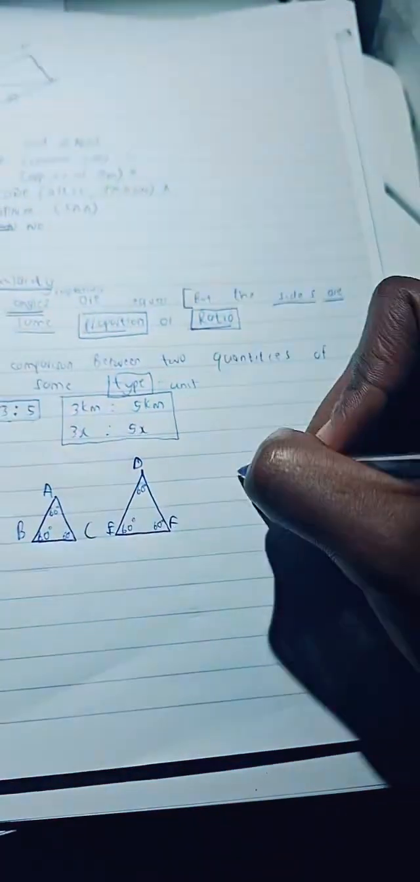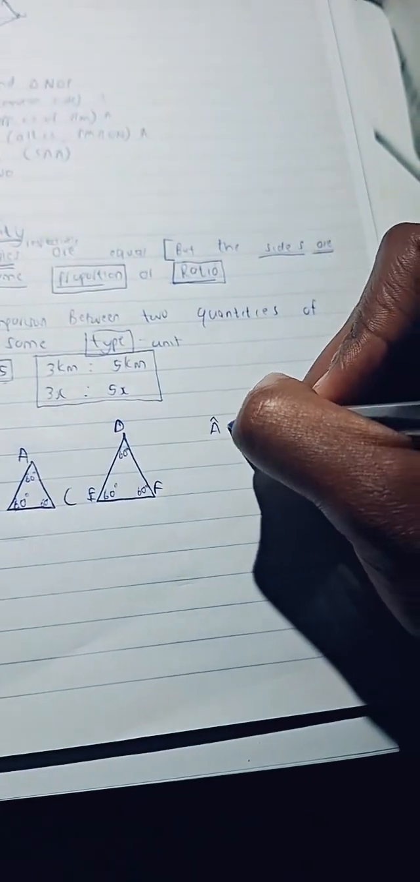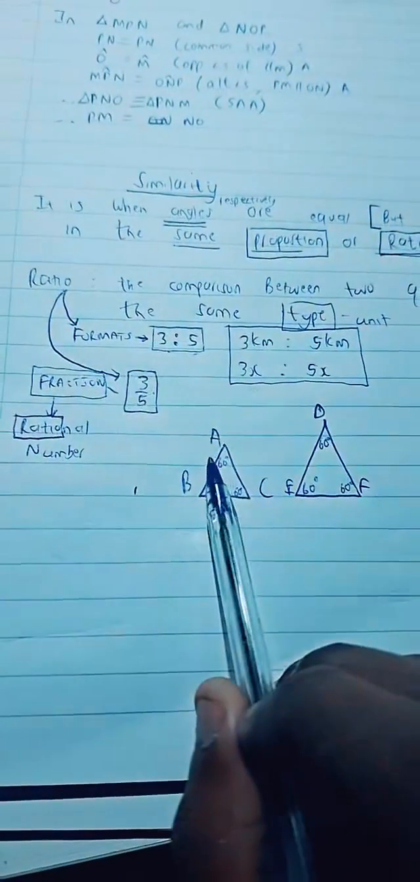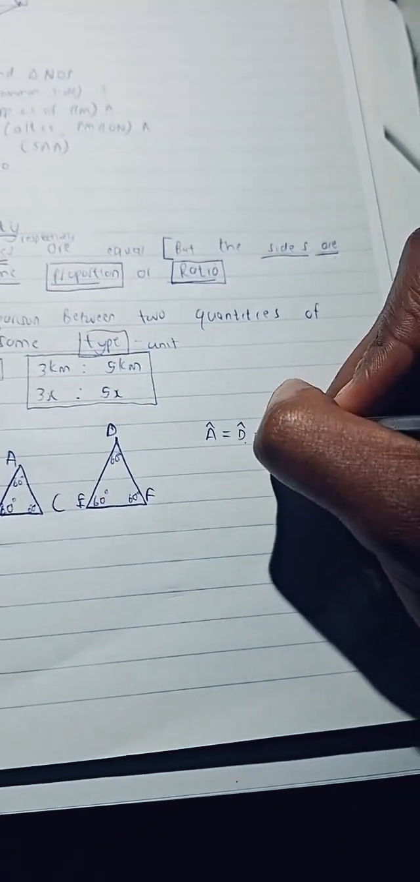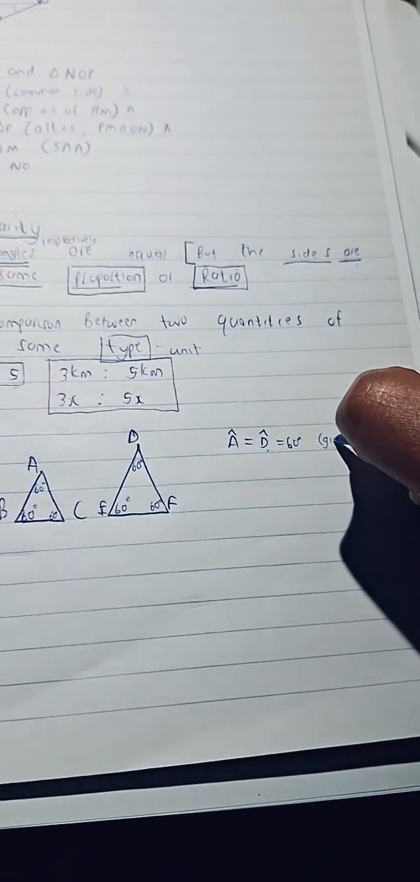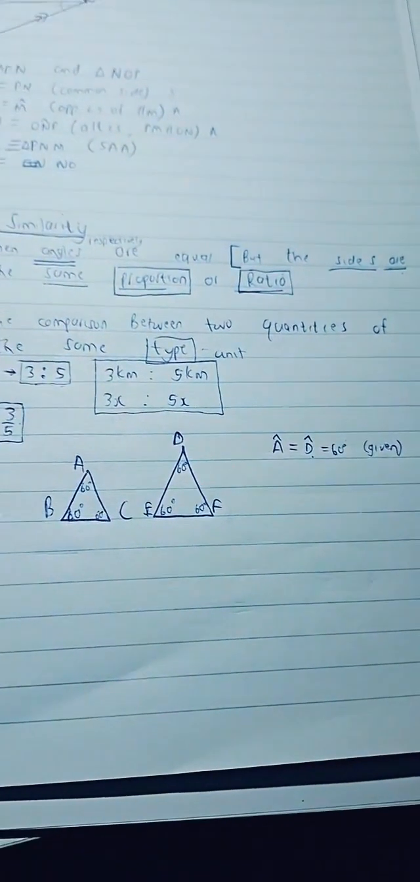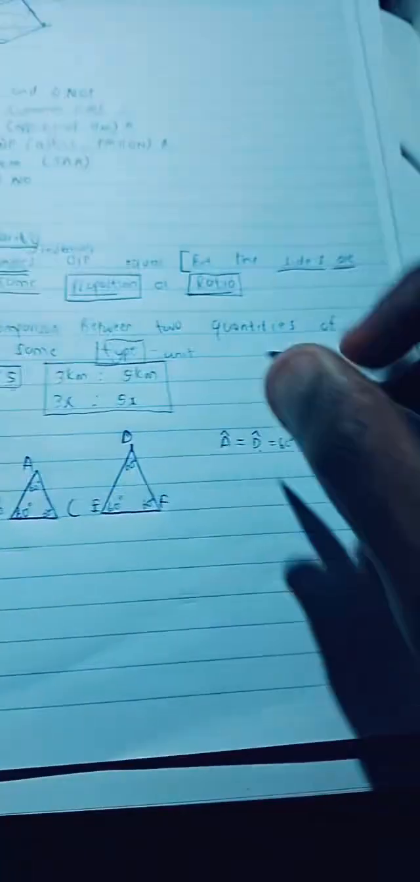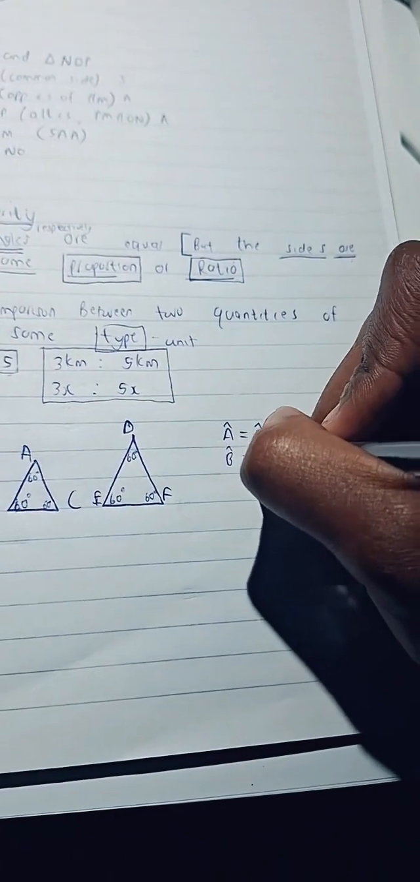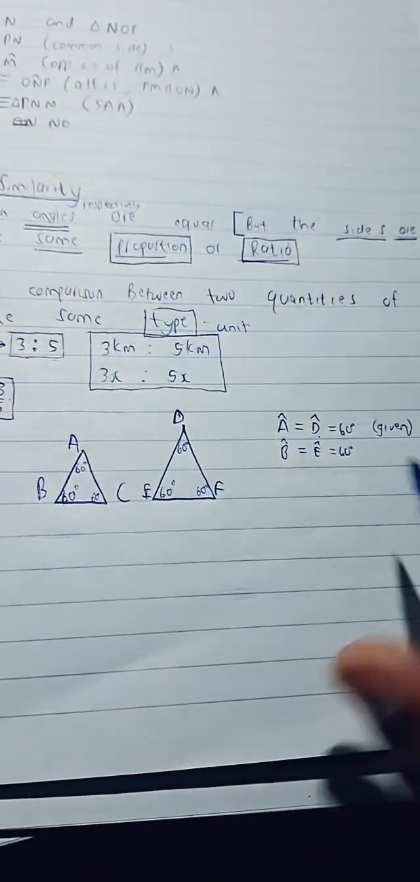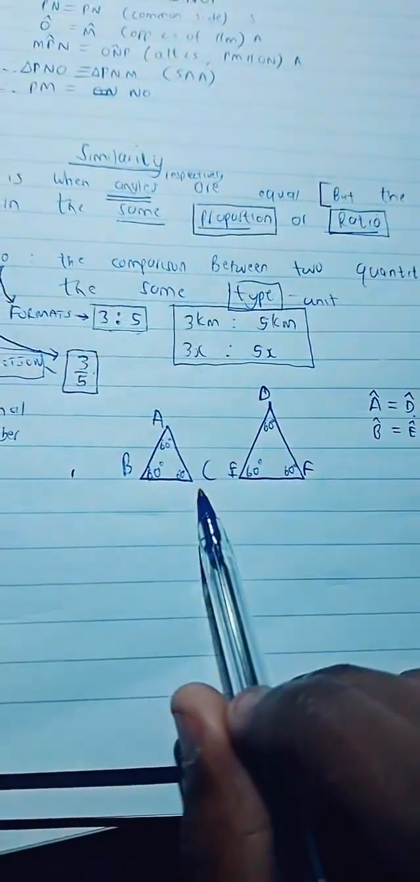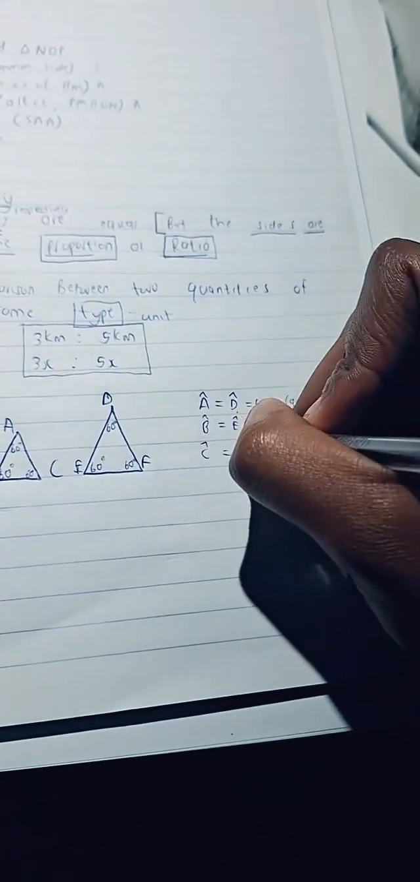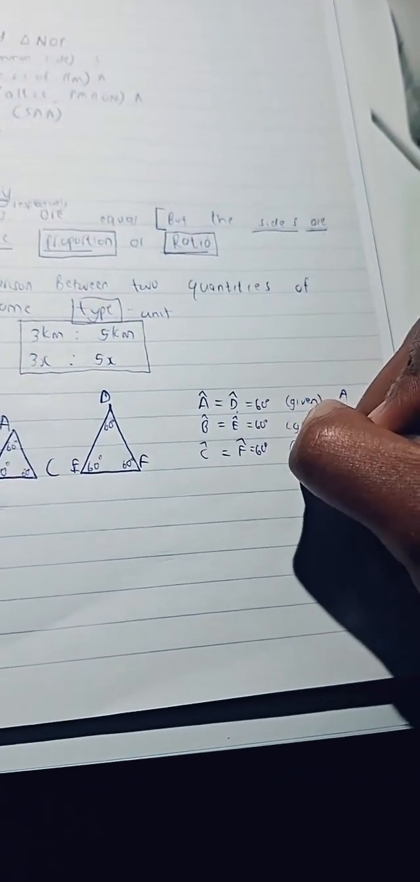Respectively, angle A is equal to angle D. That is an angle. It is equal to 60. It is given to me. Angle B is also equal to angle E. Respectively, the angles are equal. That is given. Angle C is equal to angle F. It is also equal to 60. That is given.